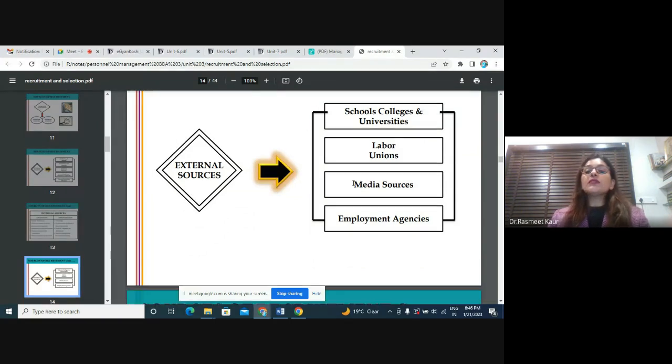External sources, if I say, that means again, let us understand the word. It is moving outside, beyond the organization. So how do you go outside the organization? There are colleges, there are universities. You go into these colleges and universities, you do campus recruitments, and finally you try to get the students at the entry level.